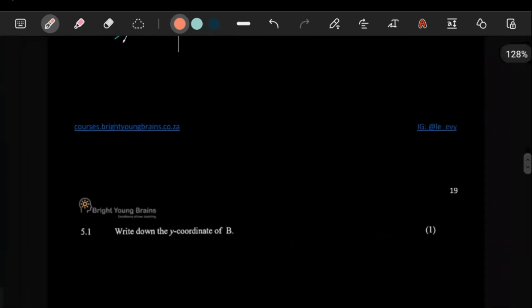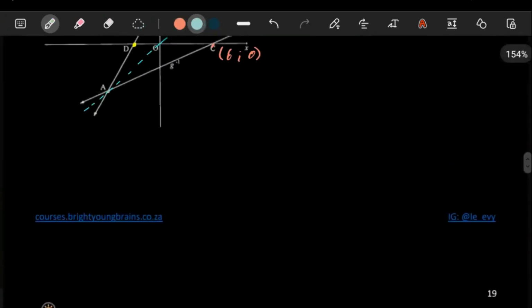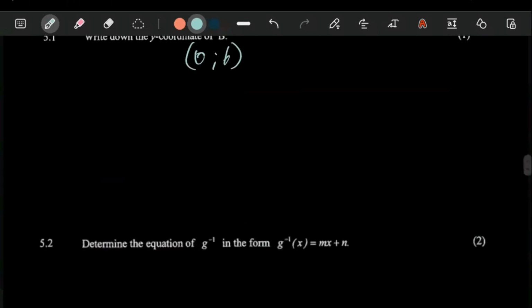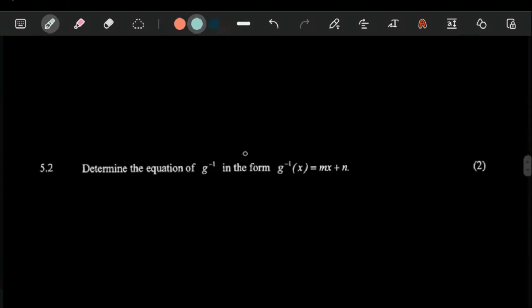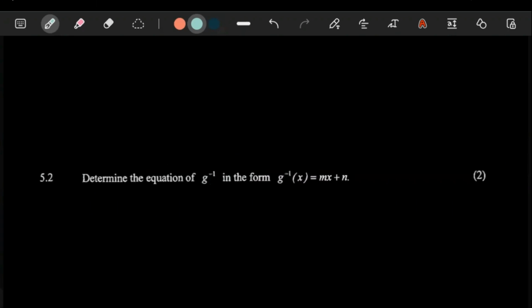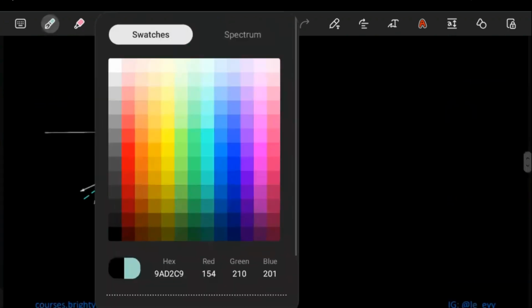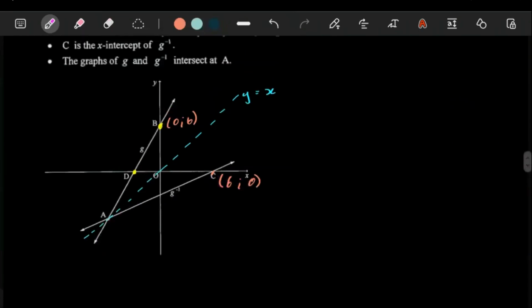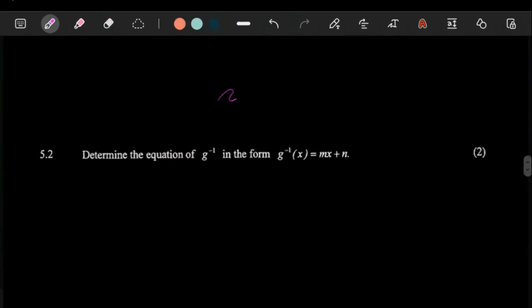The first question says write down the coordinates of B. That's straightforward, as we saw: (0, 6). And then they say determine the equation of the inverse of g in this format. Getting the equation of the inverse, what is it going to be? You take the original equation, y = 2x + 6, and then you swap x and y. Inverse means x becomes y and y becomes x.